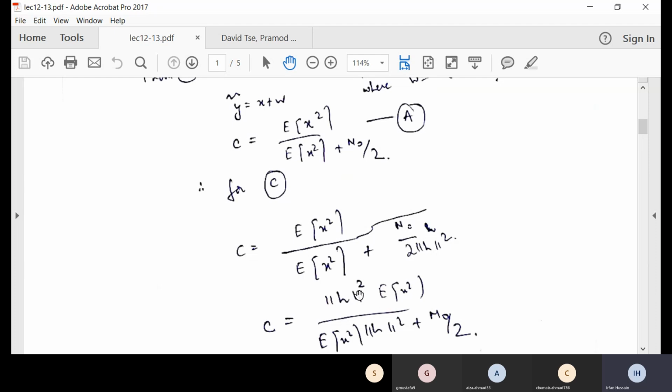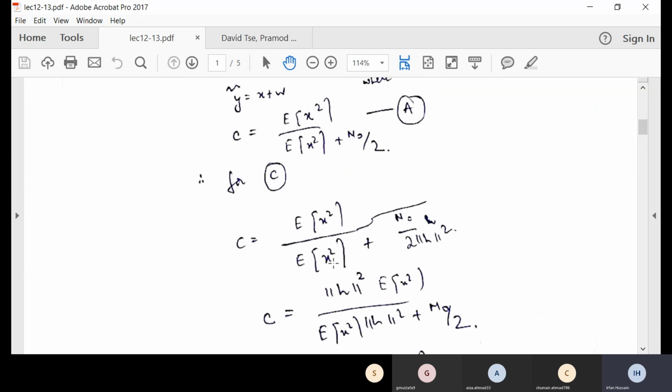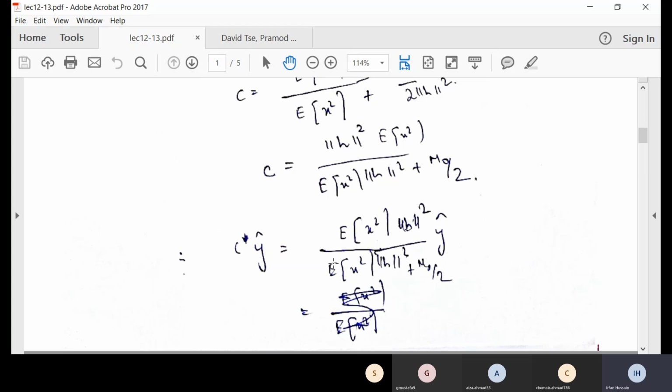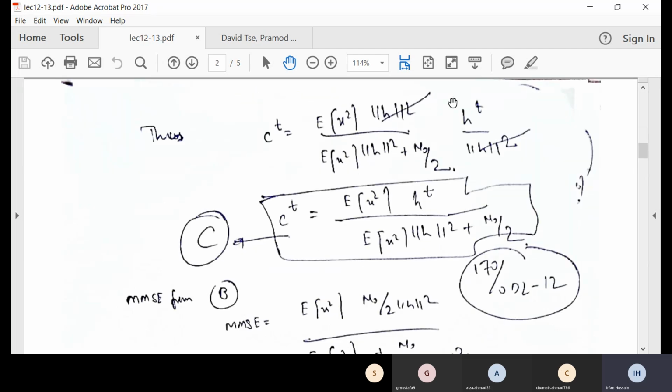You can multiply by H mod square, this will come here, simple mathematics. Then for the linear estimator, you have to multiply this with the Y signal to give you the linear estimate of X. So X bar is equal to CY. So what is the vector form of C? We can write C^T. So we know that C is H^T over H mod square, multiplied with Y.